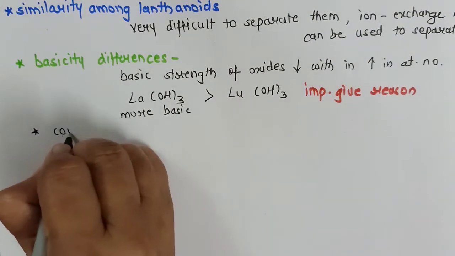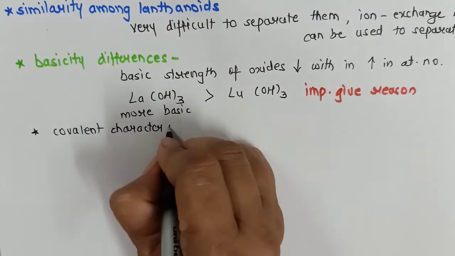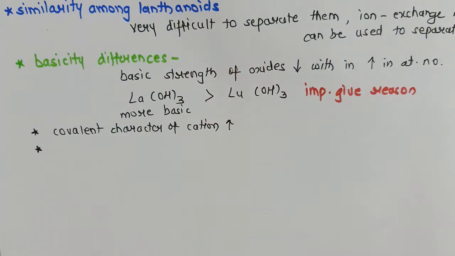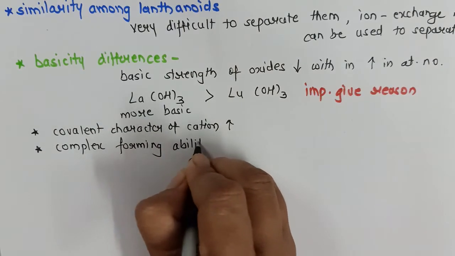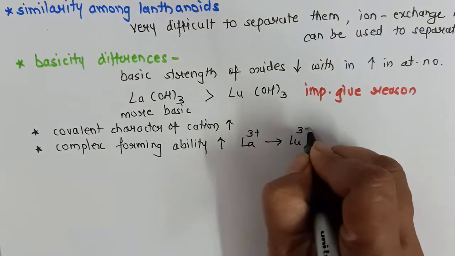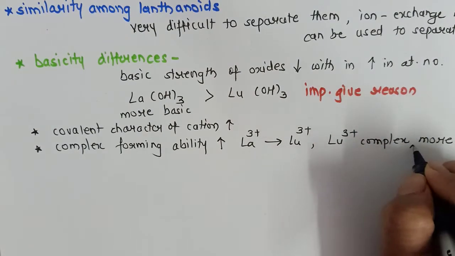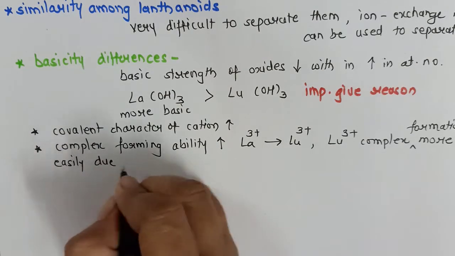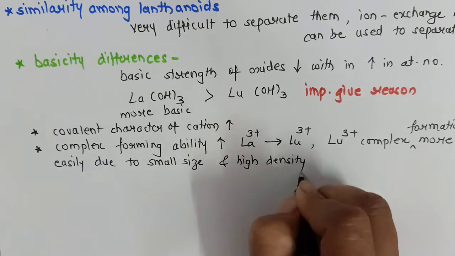The next consequence is covalent character, or I will say covalent property of cation, increases. Moving on to the next consequence, the complex forming ability of lanthanoid elements increases from lanthanum to lutetium as a result of lanthanoid contraction, especially in their ionic state. I will say lutetium 3+ will form complexes more easily as compared to other elements due to very small size and high density. These consequences are asked as a direct question.